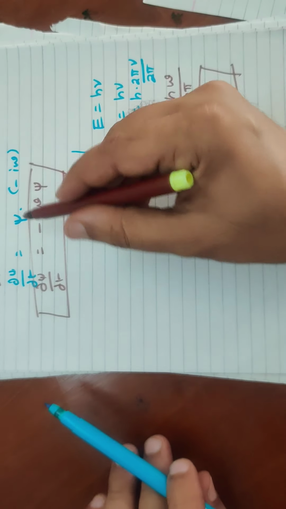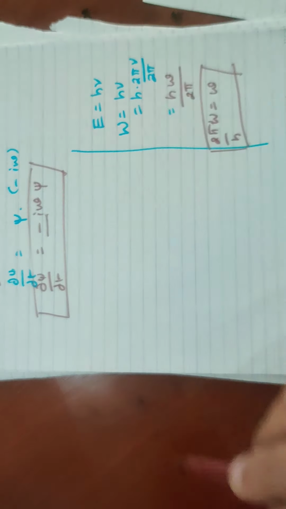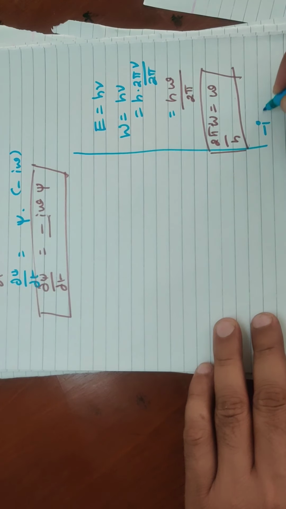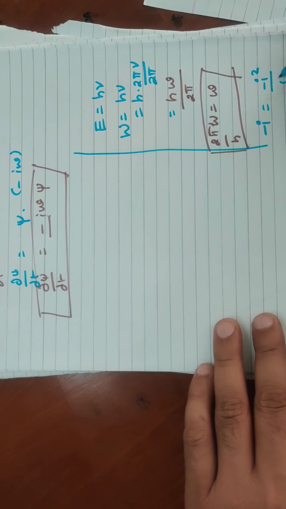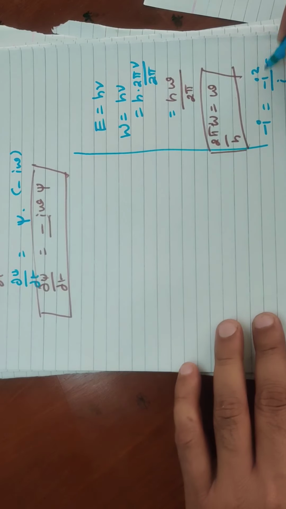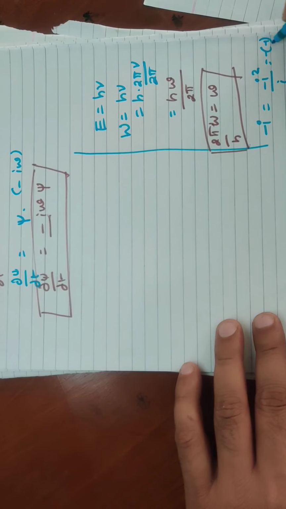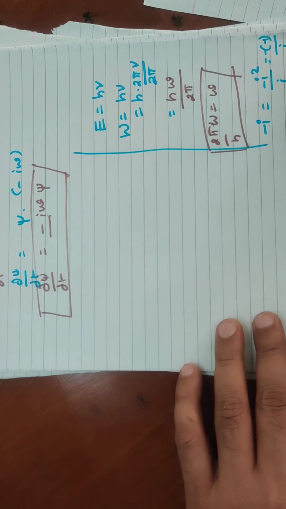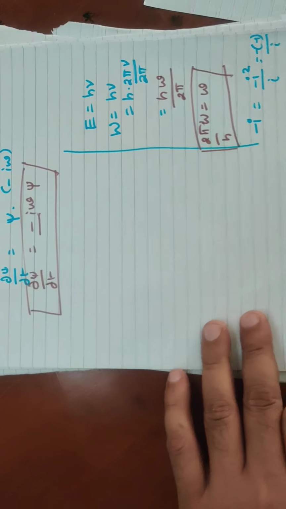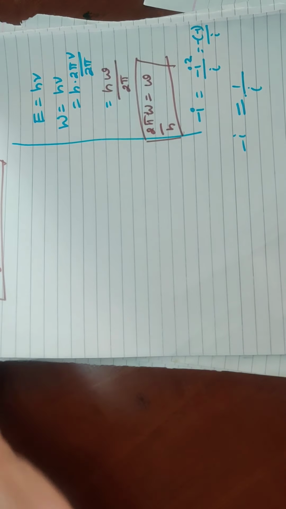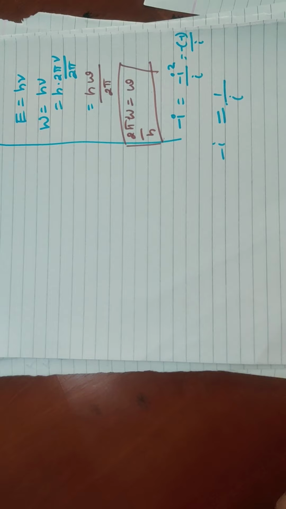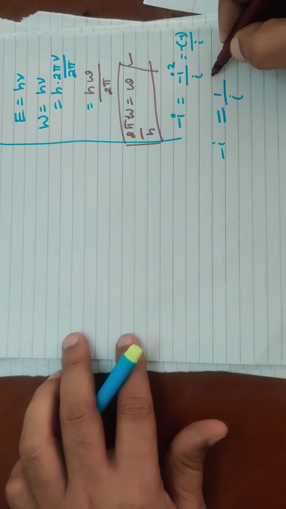Again, another parameter which we have to focus on is minus i. So minus i can be written as minus i square upon i, right? This is the same. One i will get cancelled. Minus i square is nothing but minus 1 divided by i, or it is minus of minus 1 by i, that is minus i can be written as 1 by i. Got it?